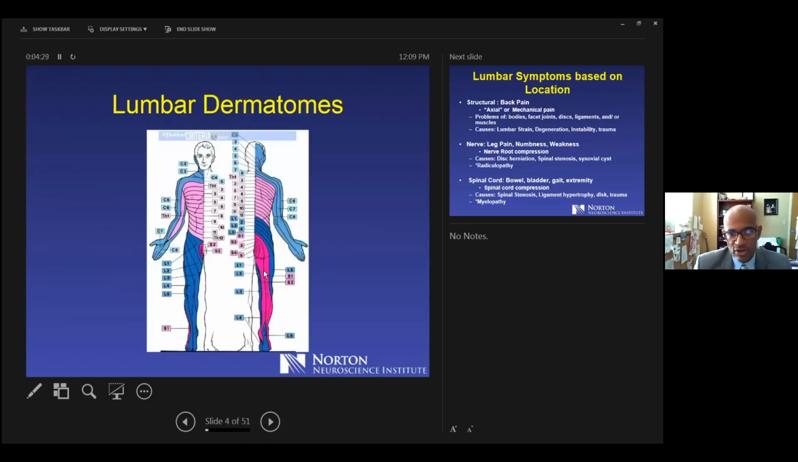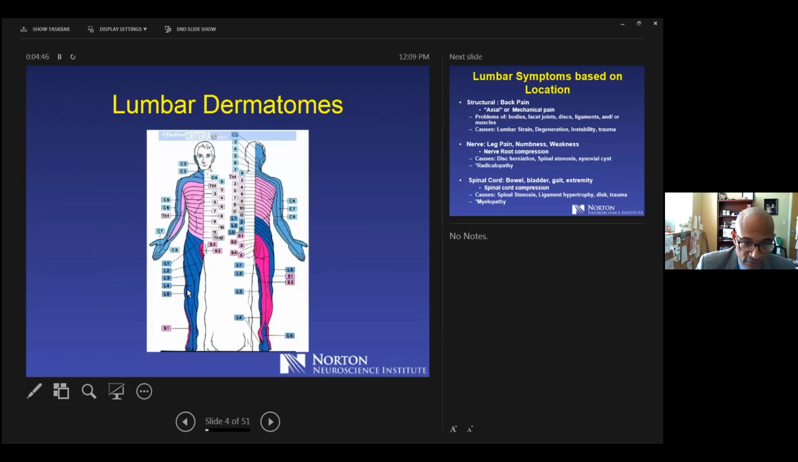So this is just a blown up view, and we really get a good view of how that pattern runs down our legs. We can see how the L1, 2 nerves come more medial, superior part of the thigh. The L3 nerve comes down, typically making it to the knee. The L4 nerve can come all the way to the medial malleolus.